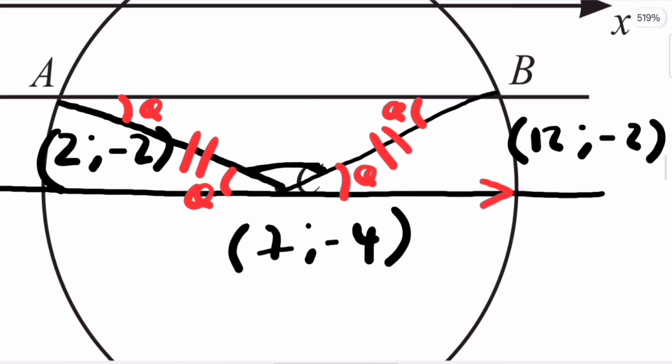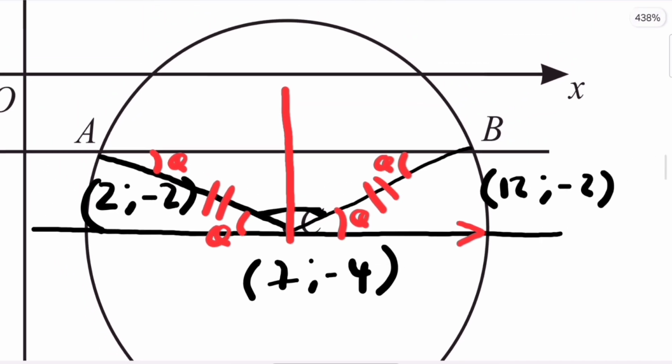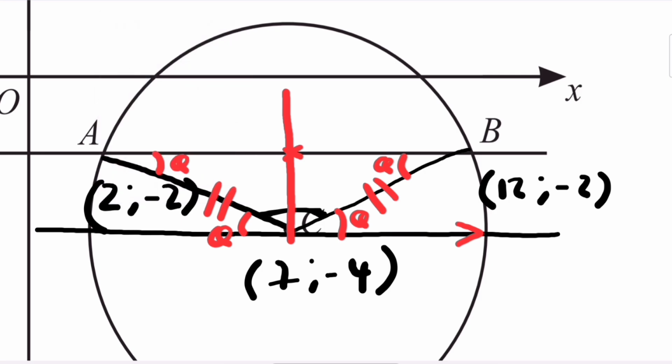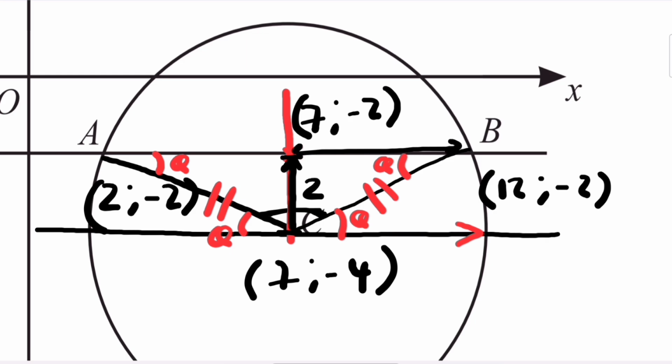And we can get this theta if we introduce a vertical line like this, because you know this point is (7, minus 2), right? So this distance right here will be from minus 4 to minus 2, which is 2 units, and this one will be from 7 to 12. 7 to 12, that's 5, right?